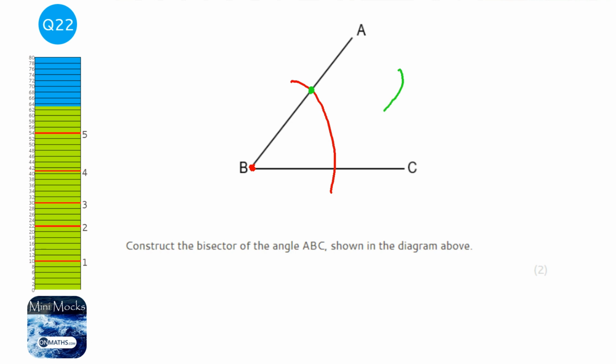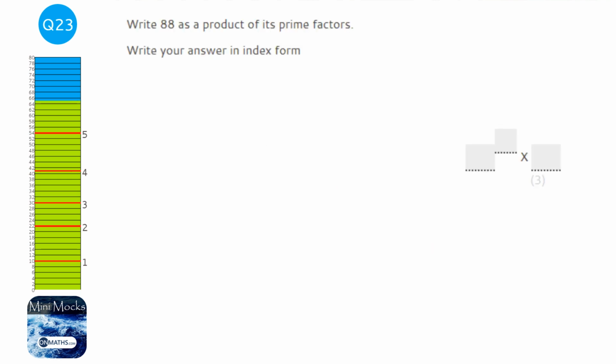And then do the same using the same width of compass on line BC. And then all you have to do to get the marks is join B up with where those lines intersect. Don't rub any of that out, all of those arcs give you marks. Okay, if you want to pause the video now and have a go, otherwise let's get started.